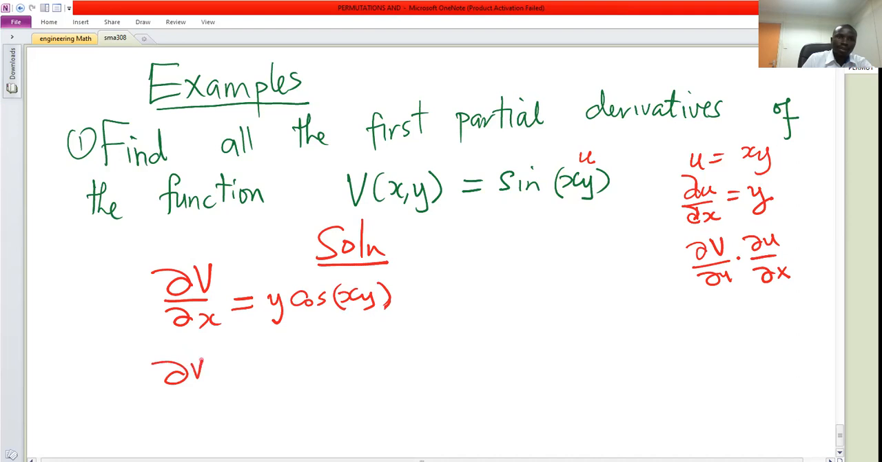And then partial v partial y: same thing, fix this one to be u, partial u partial y now will be x. And then when you differentiate the sine function, you get the cosine function. So this will be x cos of xy.